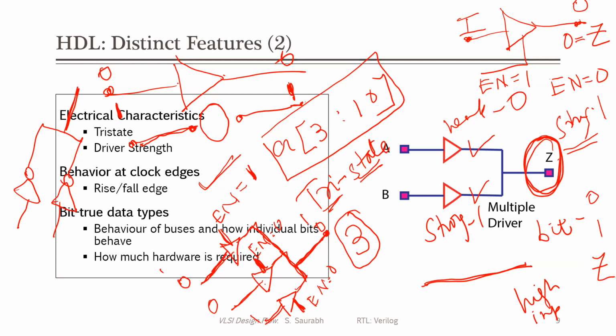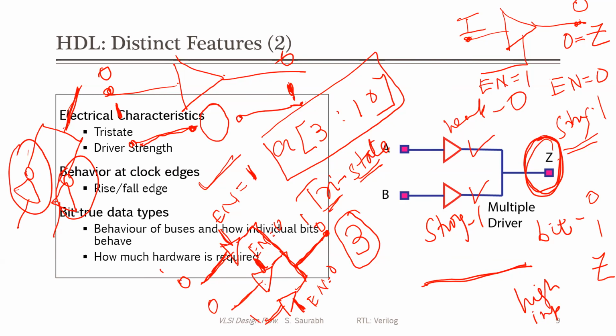So the question is that you have this inverter, and you have another inverter. Now you connect the output of one inverter to the output of another, like this. What problem can happen in this circuit?